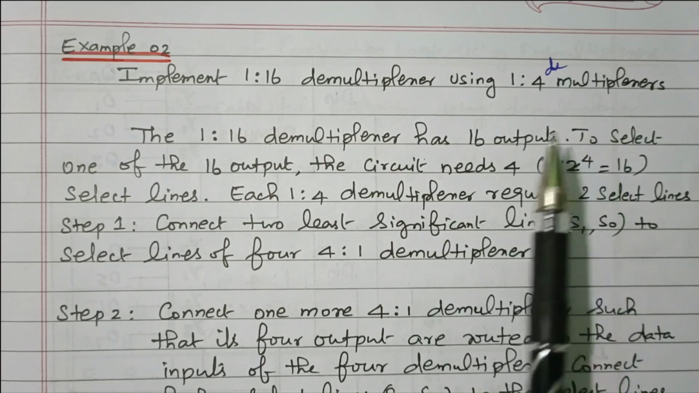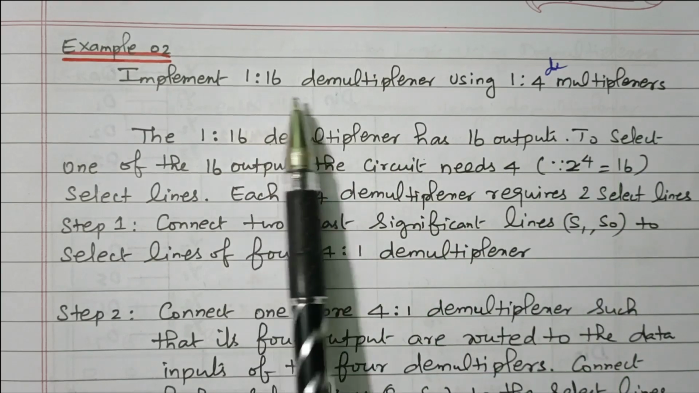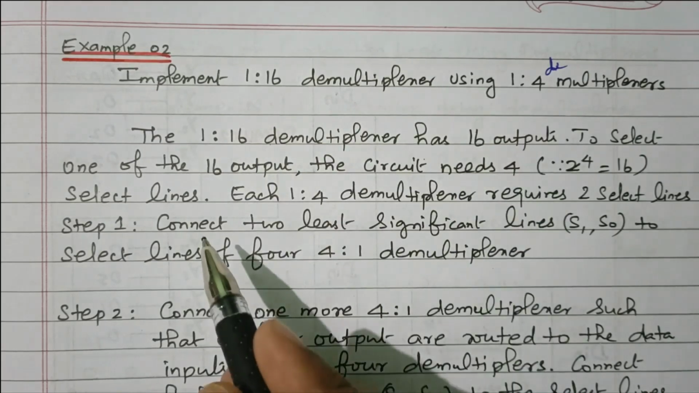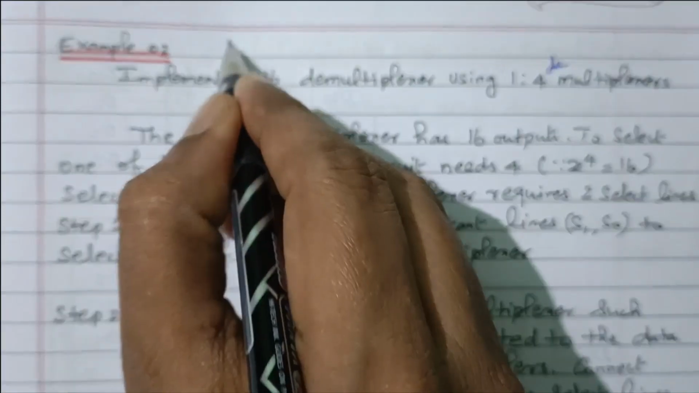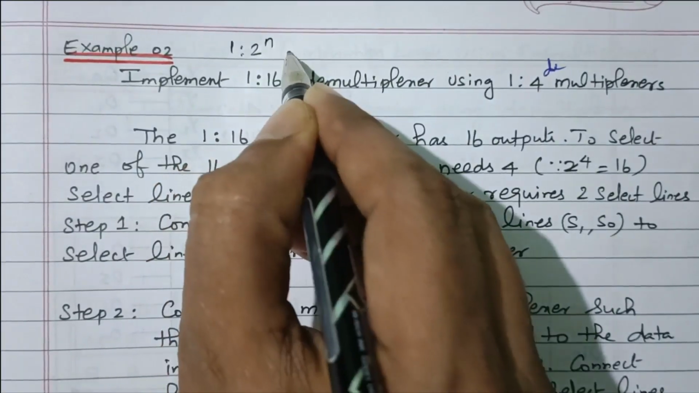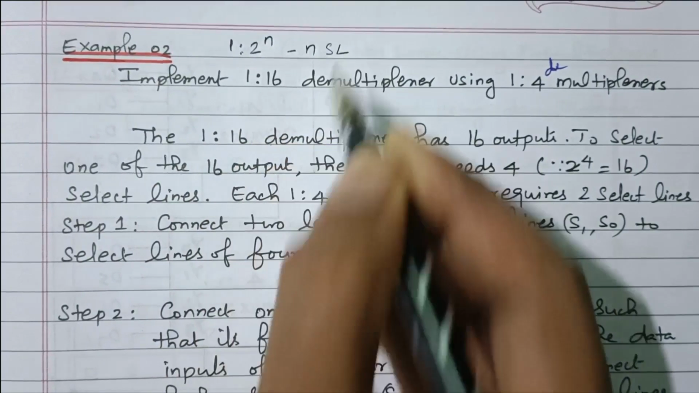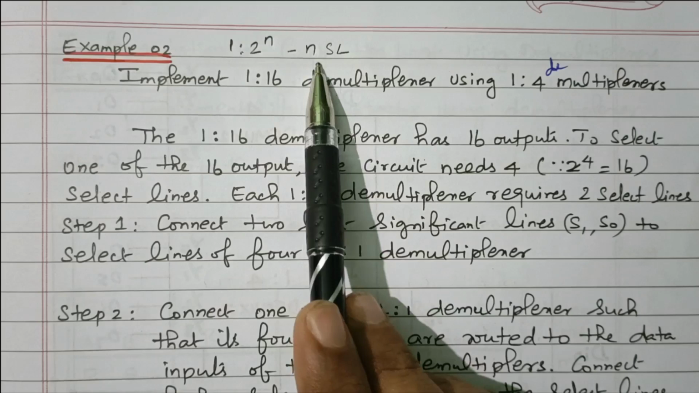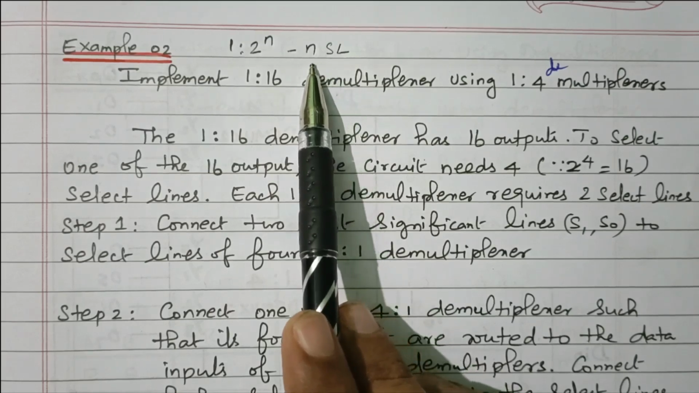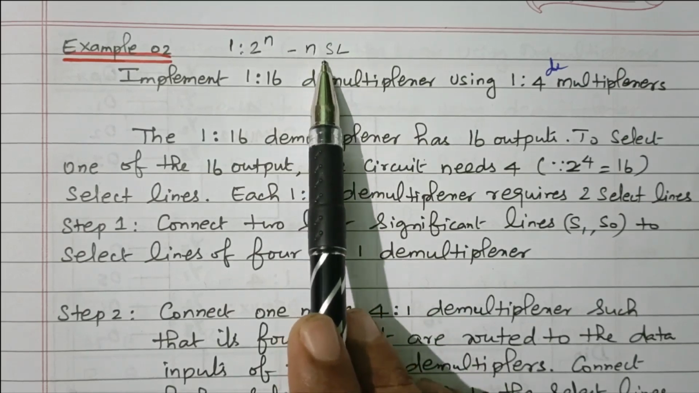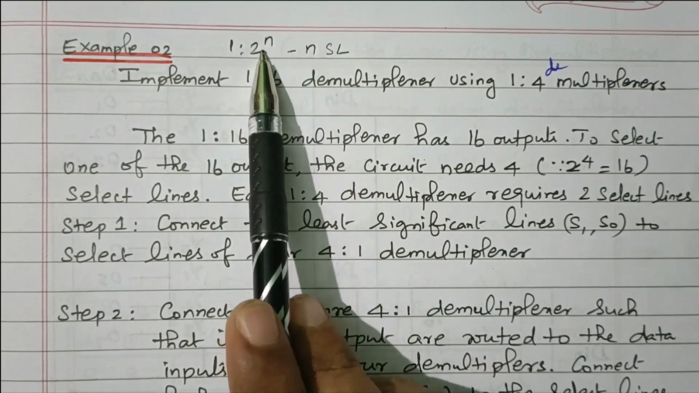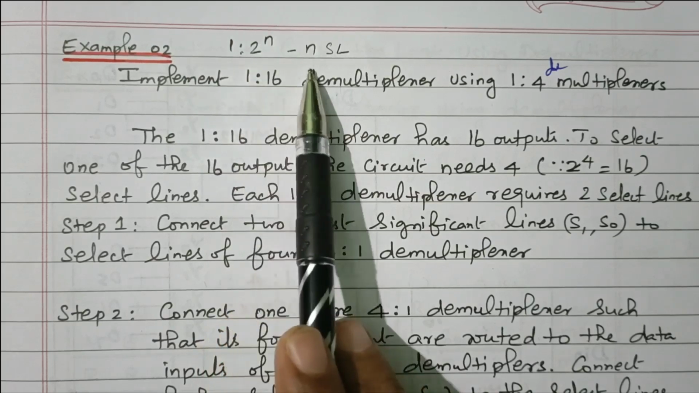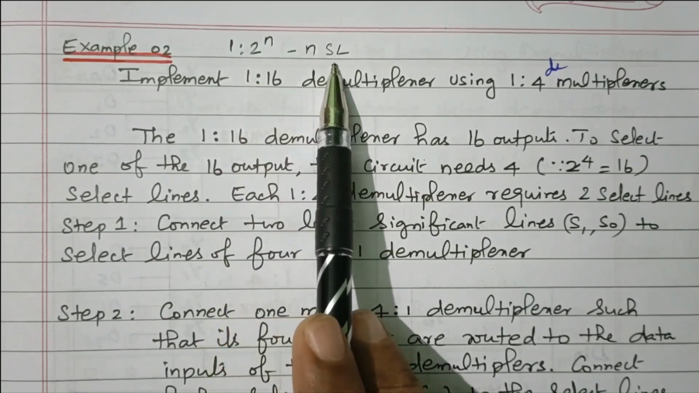Now we'll go to the topic. We need to implement a 1:16 demultiplexer using 1:4 demultiplexers. We know that the demultiplexer is nothing but 1:2 to the power n with n selection lines, right? Only one input, 2 to the power n outputs with n selection lines. This is the basic structure of the demultiplexer. These n selection lines will decide the 2 to the power n number of outputs. From the one input we are getting 2 to the power n outputs, decided by the n selection lines.